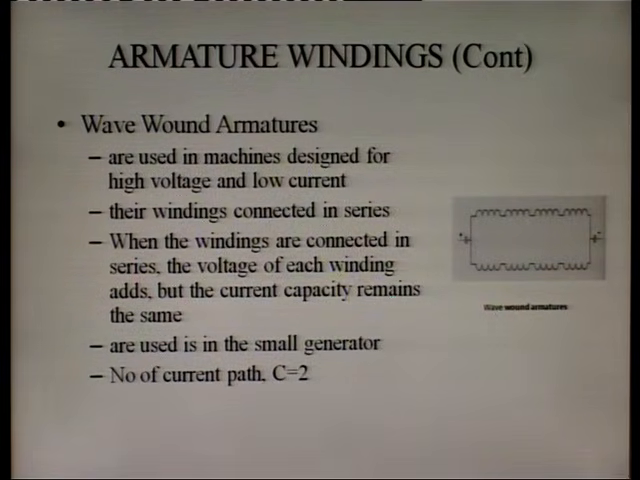Next is wave winding. Wave wound armatures are used in machines designed for high voltage and low current. Their windings are connected in series. When the windings are connected in series, the voltage of each winding adds, but the current capacity remains the same. These are used in small generators, and the number of current paths is equal to 2.